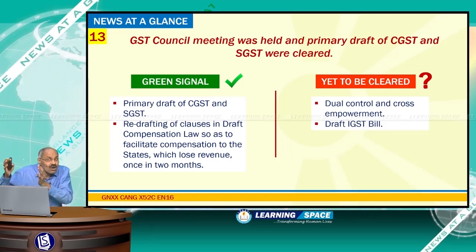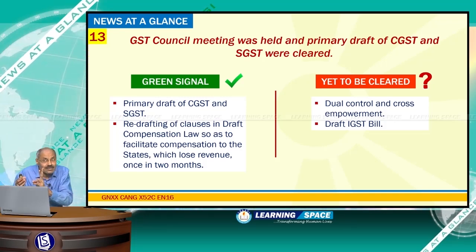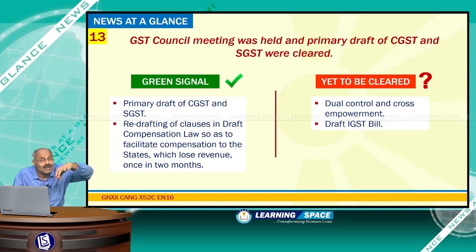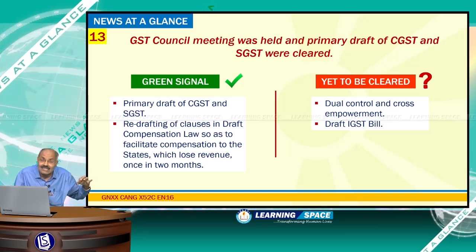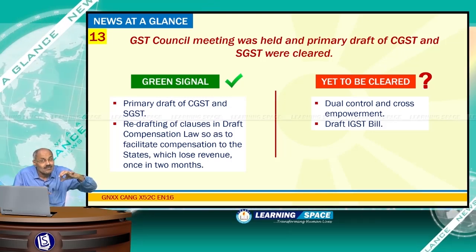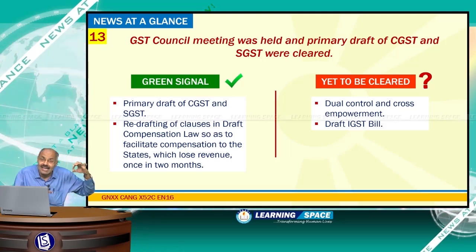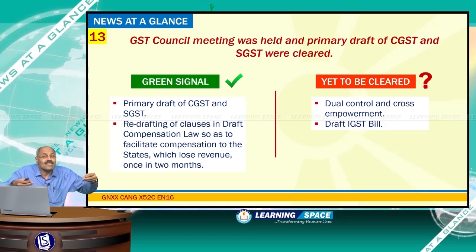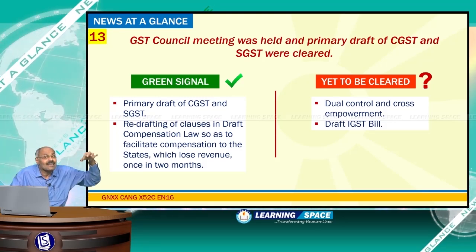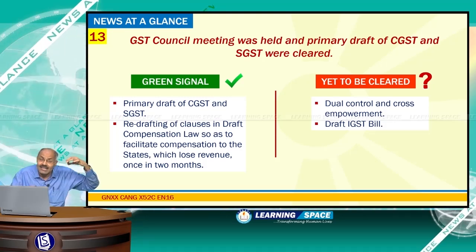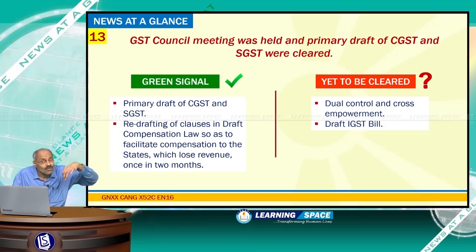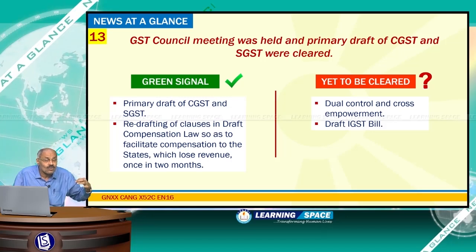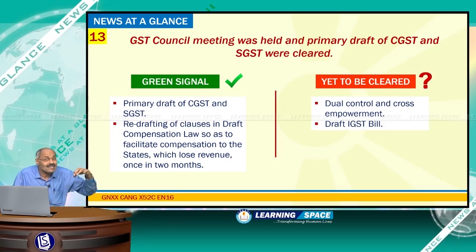What are the issues not cleared? 2 issues are yet to be cleared. One is draft integrated GST bill. What is meant by integrated GST? Integrated GST means the goods and services tax imposed by the center on interstate sales. That is integrated GST, and that is yet to be cleared. And the second point is, who will control this? Who will control? The taxpayers.